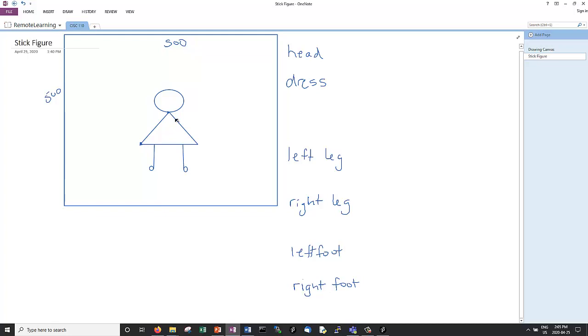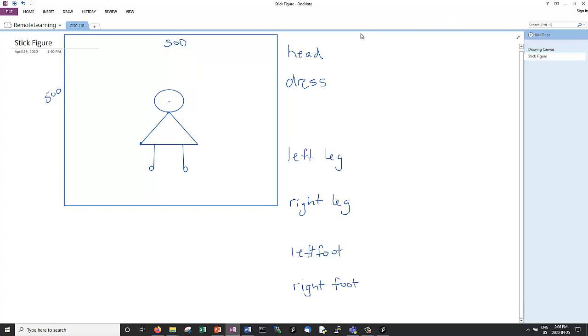So I'm going to start with the head. What do I need to know to draw a head? I need to know the center position of the head, or of the ellipse, and I need to know the width and the height. In this case, I want to make a circle for the head, so my width and my height are going to be the same. My center position is where I want this head to appear on my drawing canvas. I'm going to use the very center of my canvas for the center of the head.